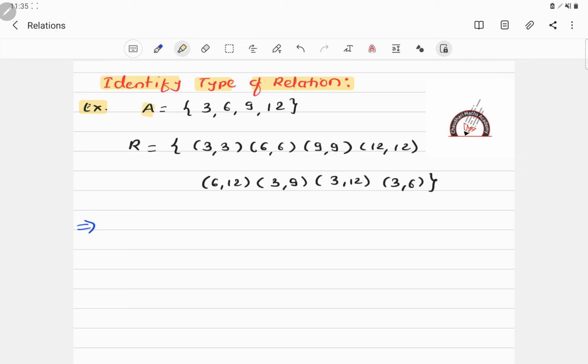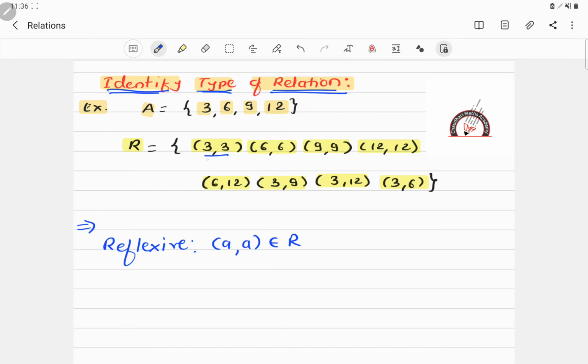Okay, so here this is the set A with the elements 3, 6, 9 and 12. This is the relation R which is given with the ordered pair 3, 3 in it, 6, 6 in it, 9, 9 in it, 12, 12 is there, 6, 12, 3, 9, 3, 12, 3, 6, right? Then our job is to identify the type of relation. The first one is, let's cross check whether it is reflexive or not. Everyone, what is the meaning of reflexive? If A comma A belongs to the relation R, then we say it is a reflexive kind of relation.